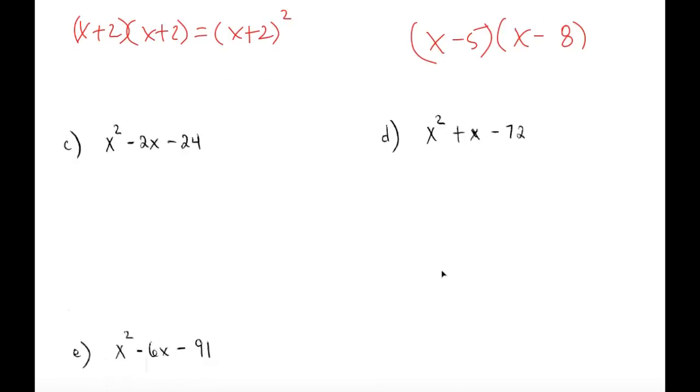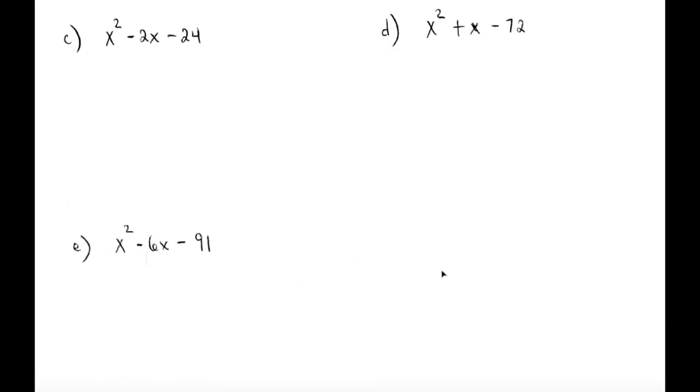Moving on to our next two examples. Here we see that we have minus, minus. So when we do our factoring here, one's going to be minus, one's going to be plus. So x, x. And now we ask ourselves, what times what is negative 24, that adds to be a negative 2?